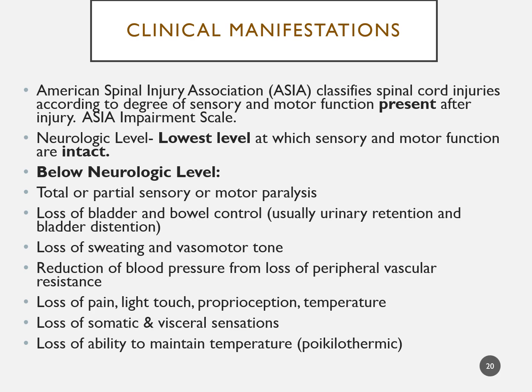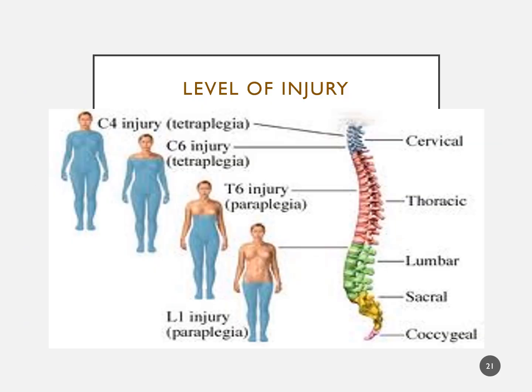That's called poikilothermic. So this is important in our spinal cord injured patients. If they are sitting under an air vent that's putting out hot air, warm air, or cold air, they can't adjust their temperature. They are going to take on the ambient temperature of their surroundings. So we need to be really careful with our spinal cord injured patients in that way.